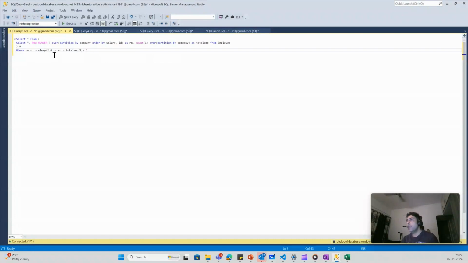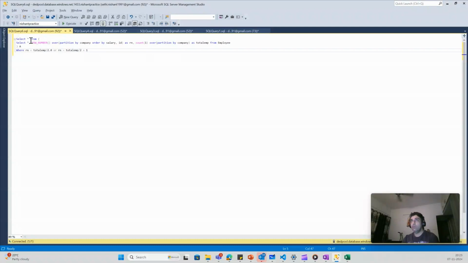And if you're thinking that this might hamper our results for an even number of total employees, it won't. Why? Because if I'm dividing 6 by 2.0, it will give me 3.0. When I compare that with Rn, the SQL engine does an implicit conversion, compares 3 with 3.0, and the condition holds. So whenever a company has an even number of total employees, both conditions will be checked. And if it has an odd number of total employees, only one condition will hold true and the other will be null and void.